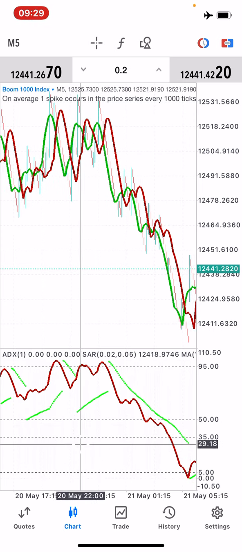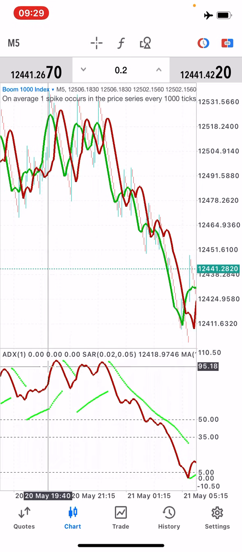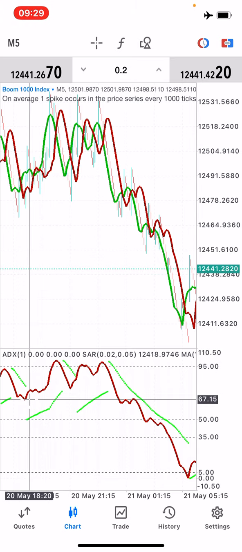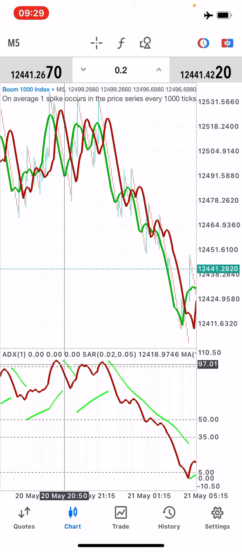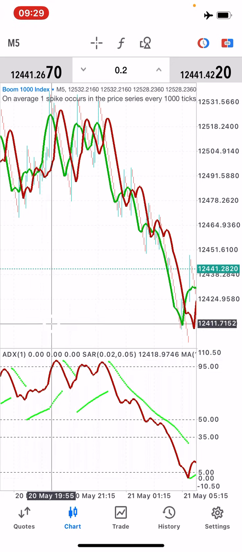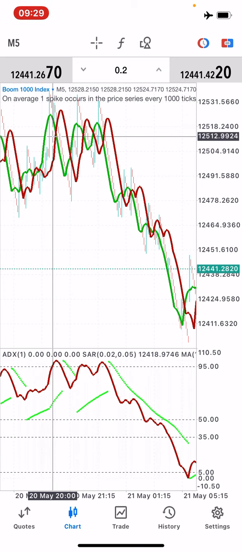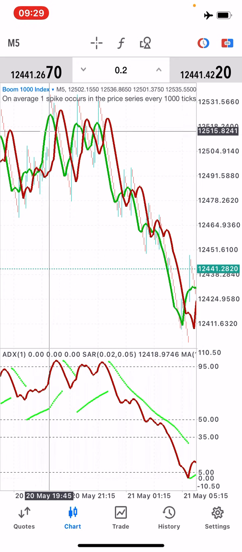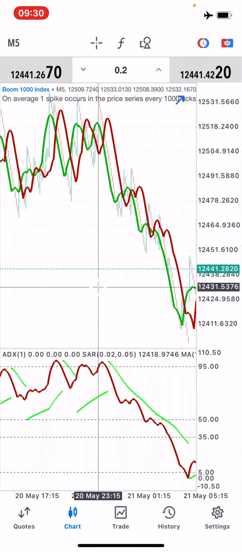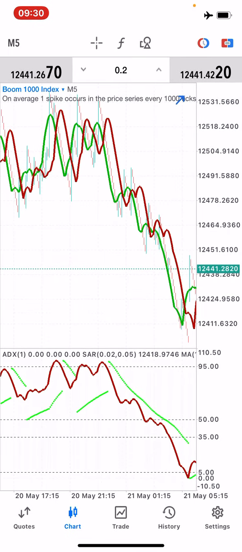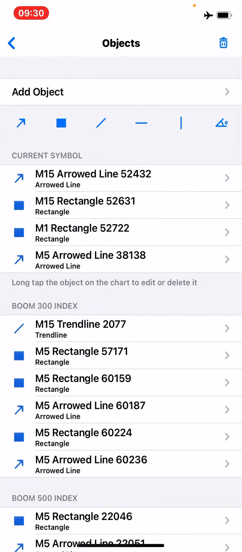What you want is you want your red line here and your parabolics to be above level 90 if you're on Boom. If they are above level 90 like this, you're going to go to your charts and look for this crossover of the green and the red. The moment you see this crossover of the green and the red, you're going to place your trade. Can you see? So you're supposed to place your trade right around this region. Why? Because all our conditions were met.